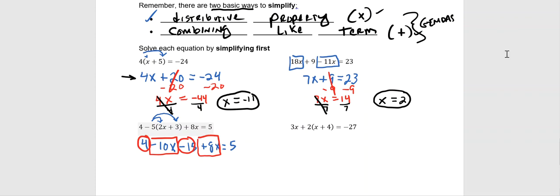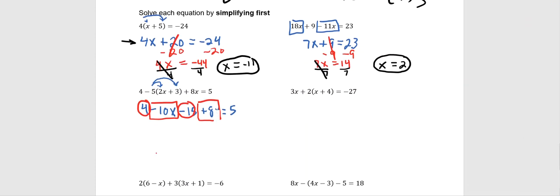So negative 10x plus 8x combined gives me negative 2x. 4 plus, I know you can barely see it, negative 15 is minus 11. And that's going to give me equals 5. Again, through all that work, through 2 steps of simplifying, distributing, then combining like terms, I get a nice clean 2-step equation. So from here, I can now move on to isolating my variable.